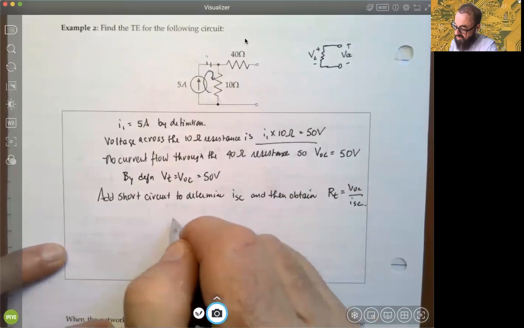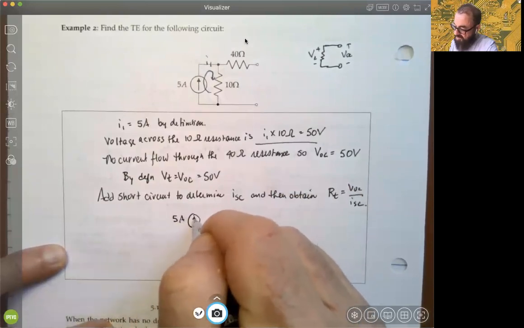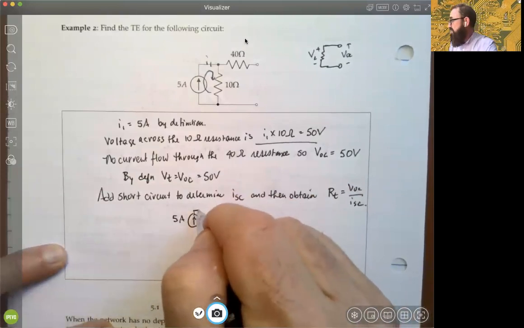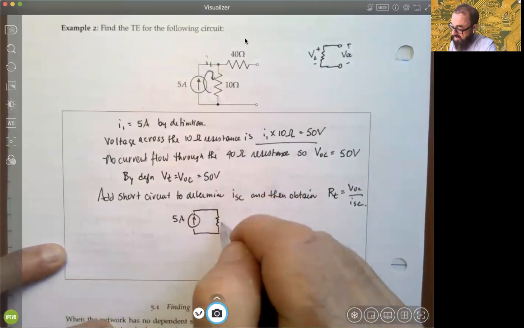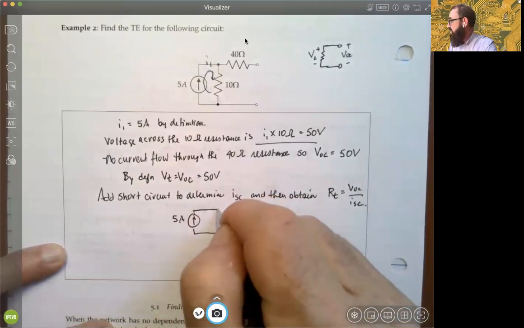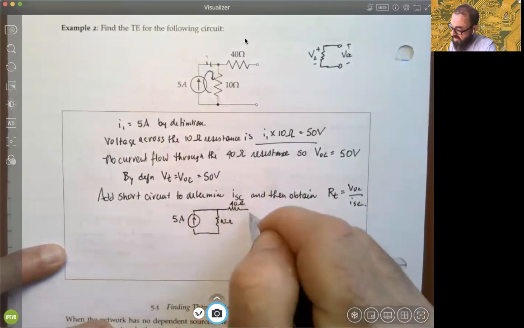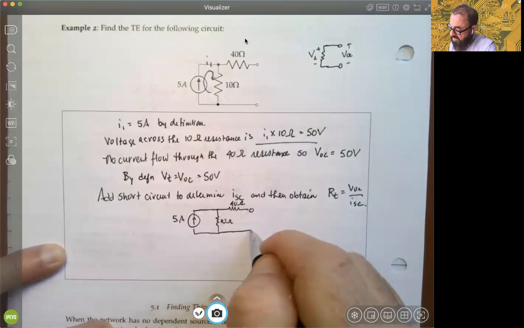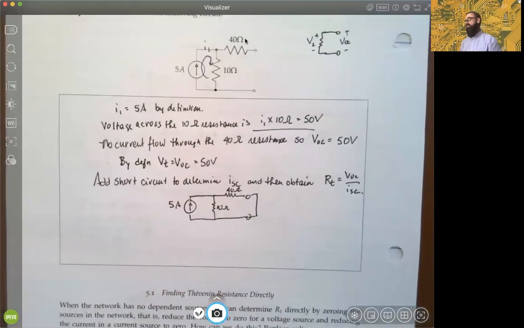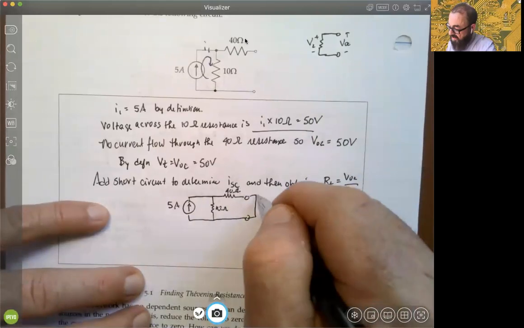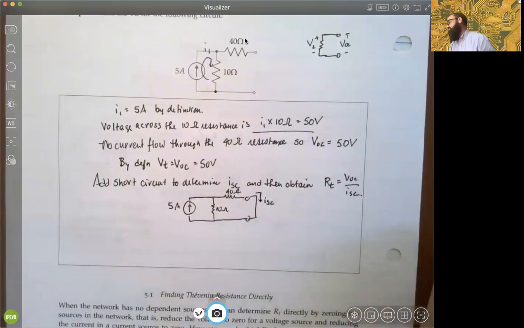So it's a good idea to just redraw it. So we have a 5 amp current source coming over here, drop down 10 ohms here, and draw the 40 ohm resistance here, and then we're connecting. So we'll just represent that we've wired them together, okay? There's your short circuit. And in doing so, we'll represent that current as ISC, okay?